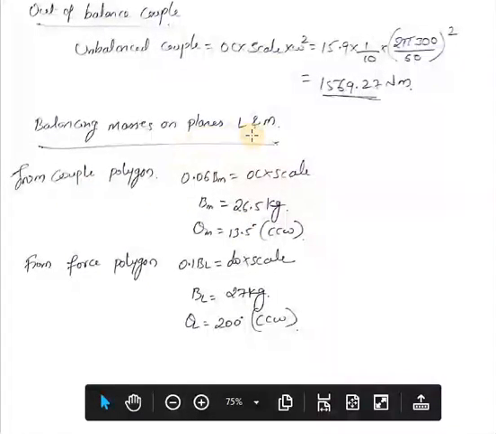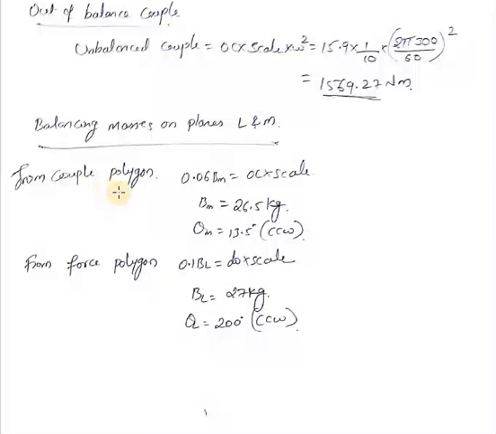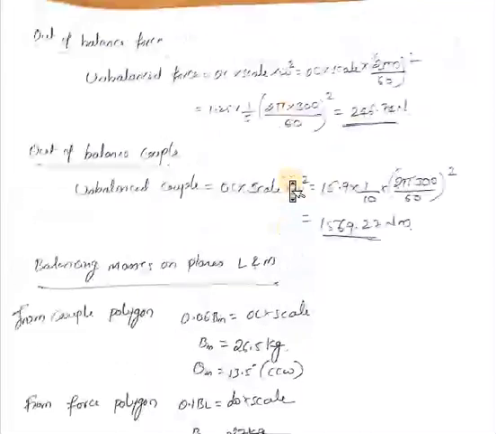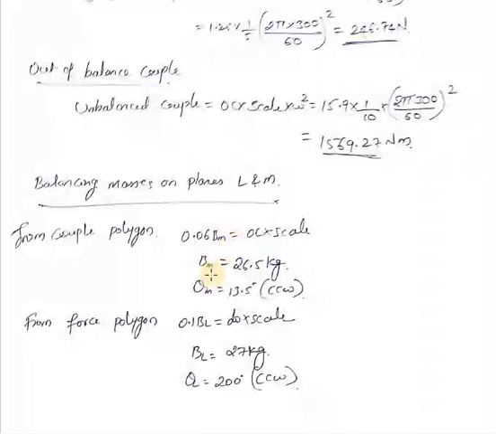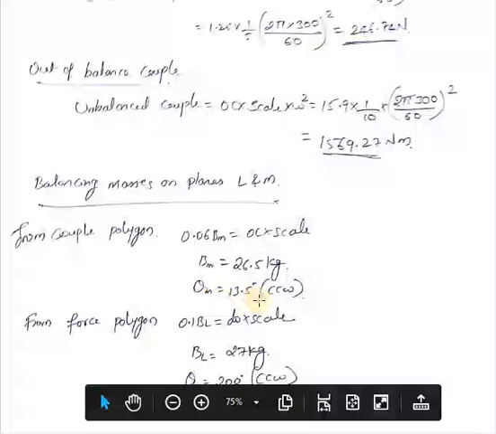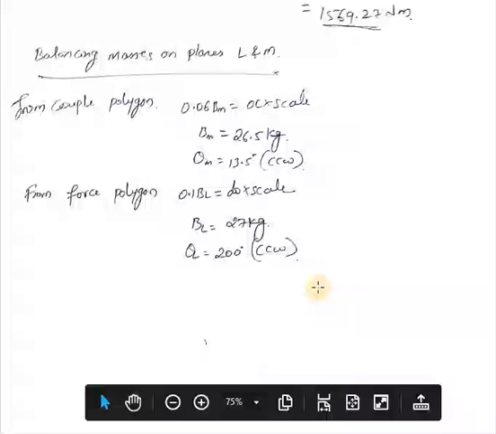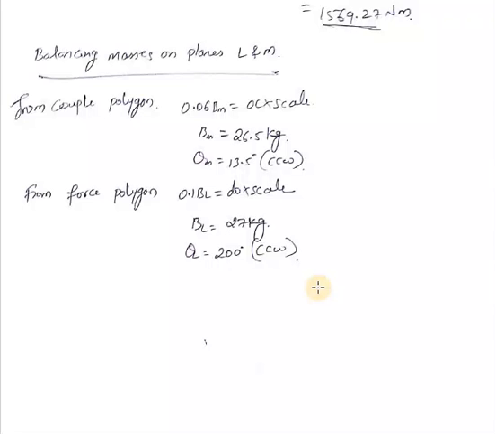Now coming to the determination of unknown masses. For the balancing masses on planes L and M, from the couple polygon 0.06 bm should be equal to OC into scale, that is from this polygon OC should be equal to 0.06 bm. From that you will get the value of bm as 26.5 kg and theta m as 13.5 degrees in the counterclockwise direction. Similarly, from the force polygon 0.1 bl should be equal to OD into scale. bl is 27 kg and theta L is 200 degrees in the counterclockwise direction.